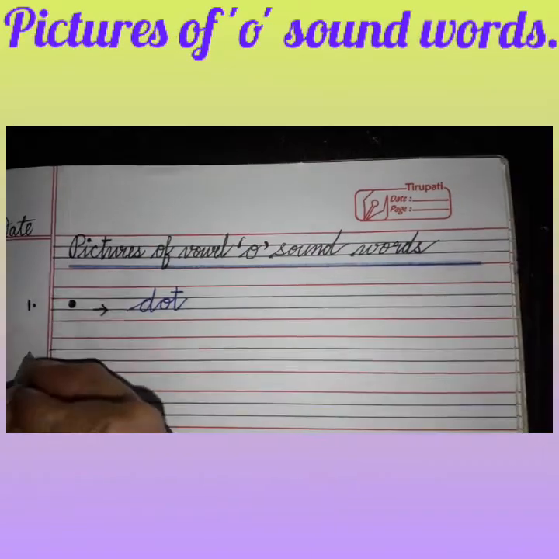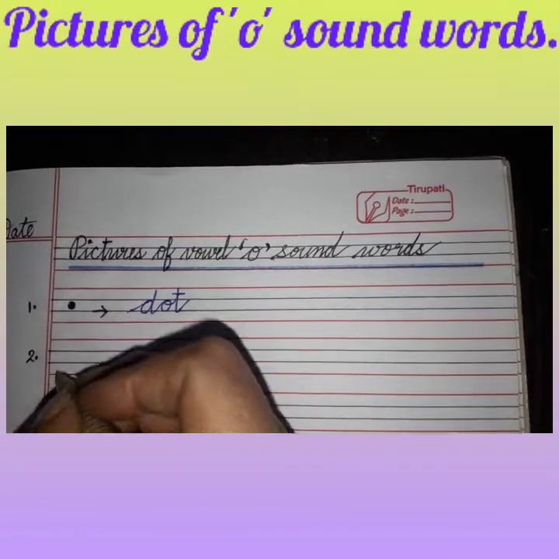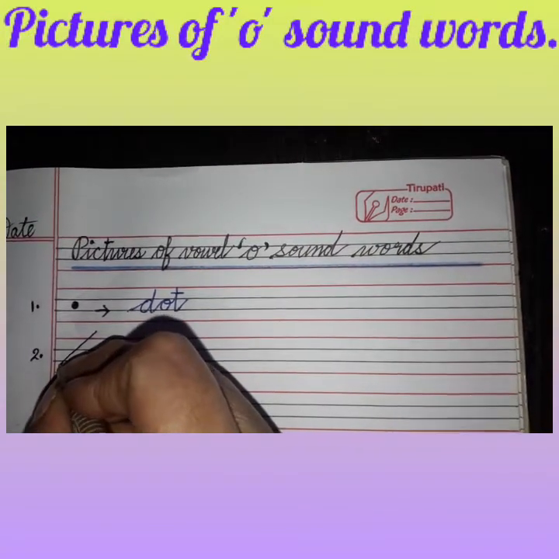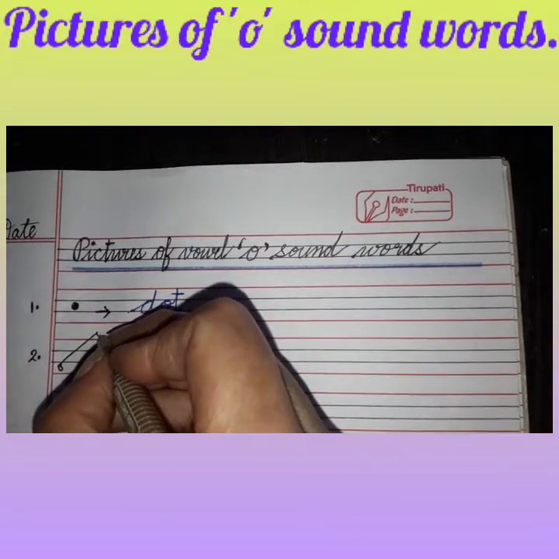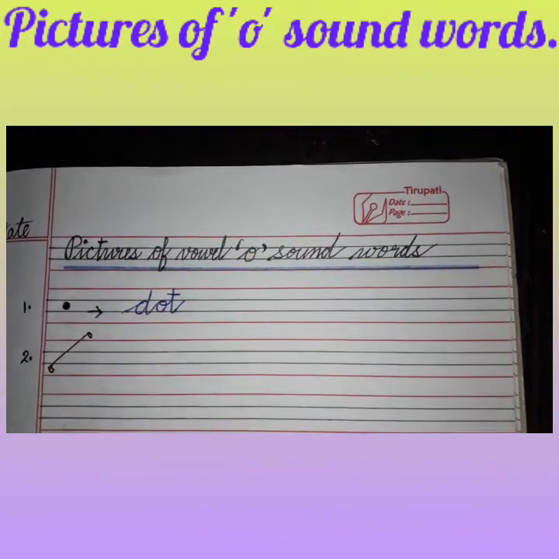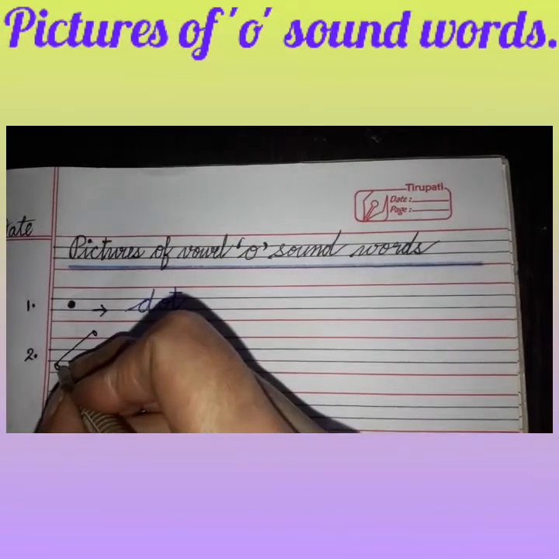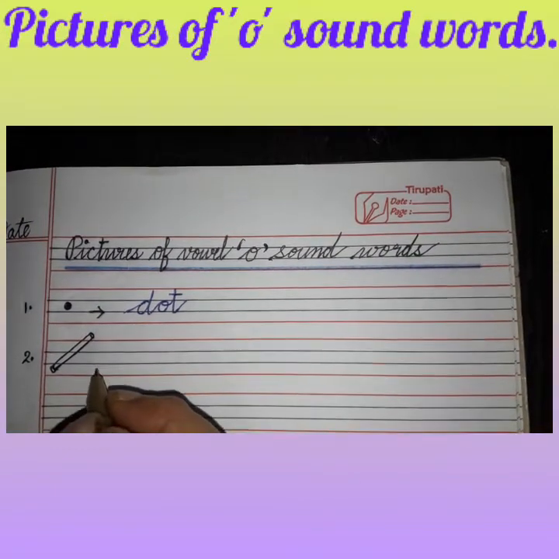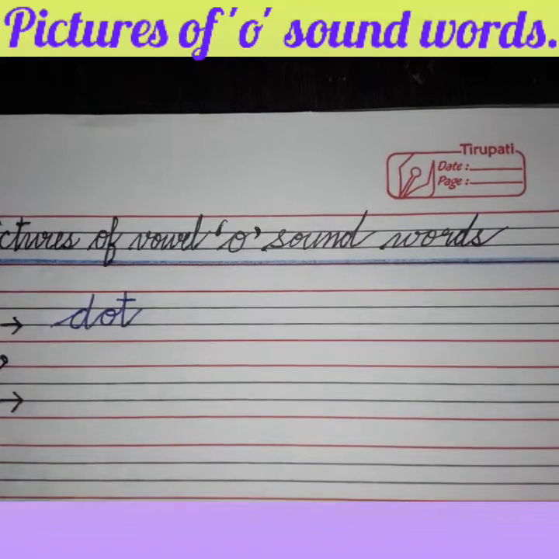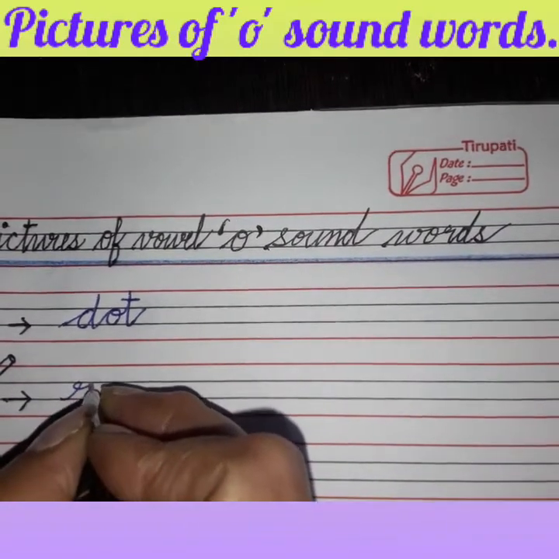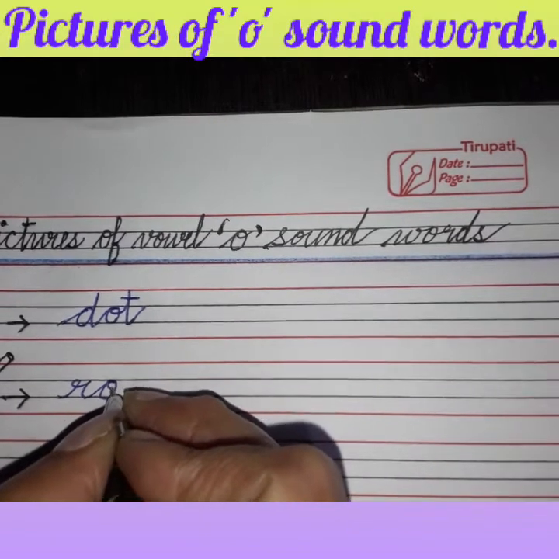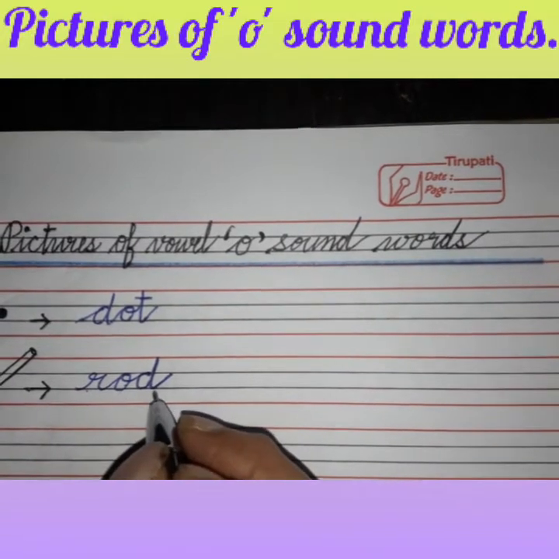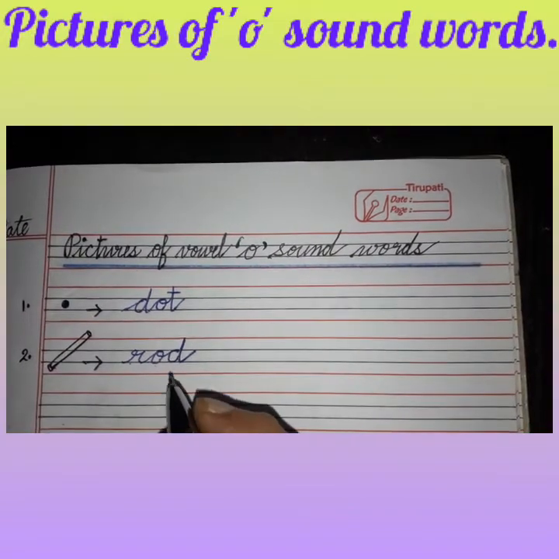Draw the next picture. Draw a slanting line like this. Then a small circle upside and downside of this slanting line. Then draw another slanting line parallelly. Children, it's a rod. Put an arrow. R says ra, O says o, D says da. Rod. Children, write in proper cursive.